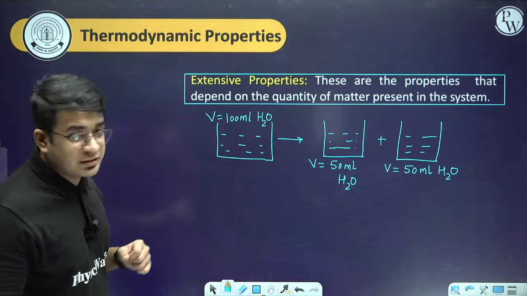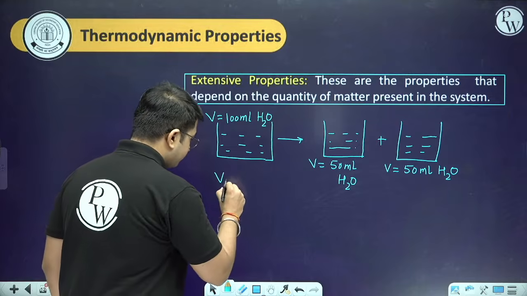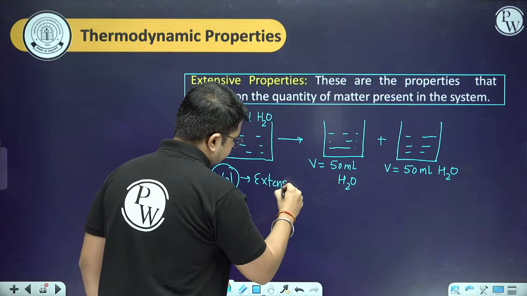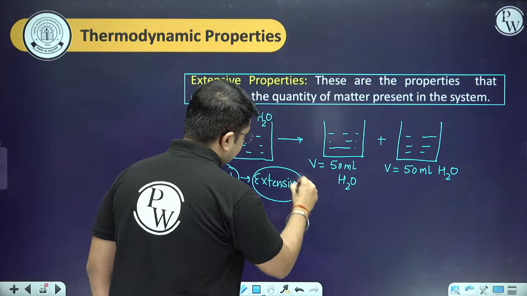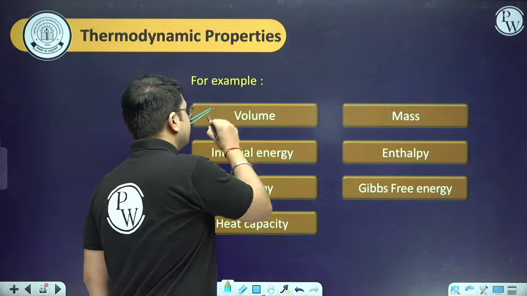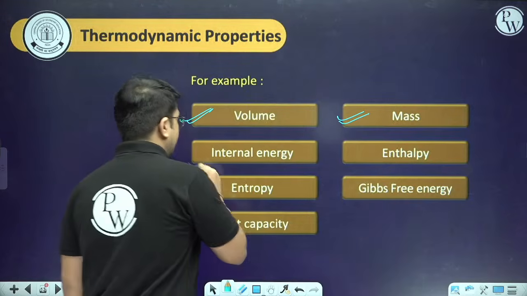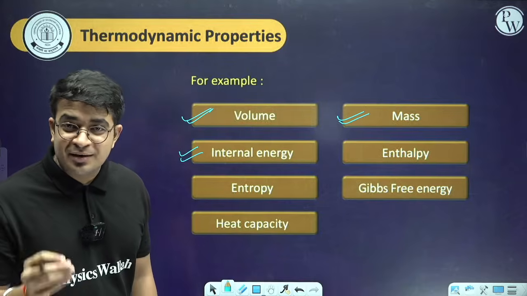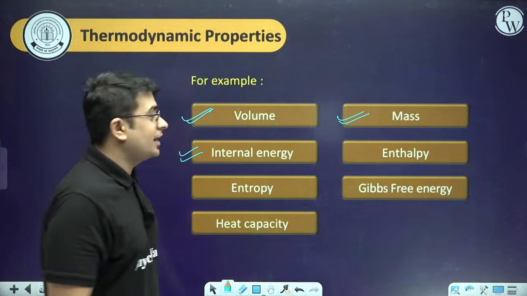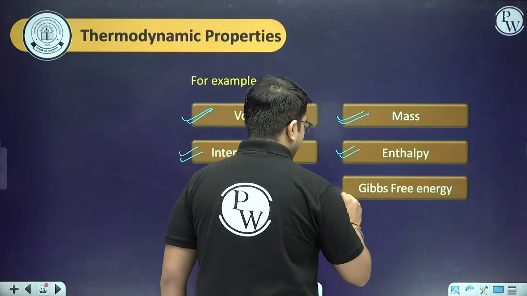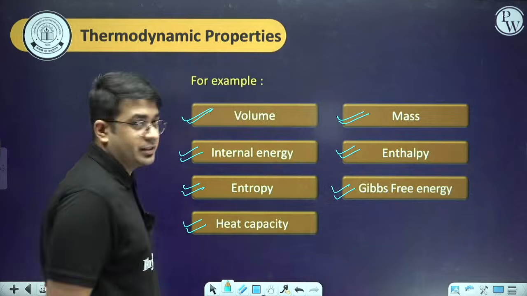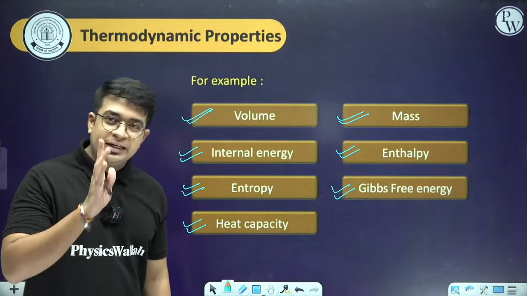So always remember, this volume is going to be your extensive property. If I talk about the mass also, in the same way, we have certain important terms in this scenario: internal energy, enthalpy, Gibbs free energy, entropy, and heat capacity, not molar heat capacity, only heat capacity.